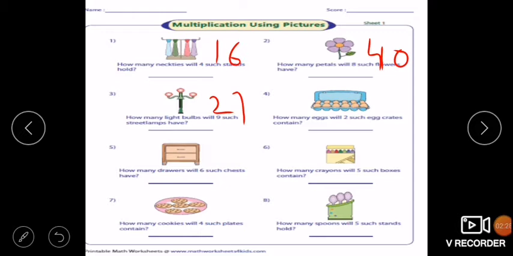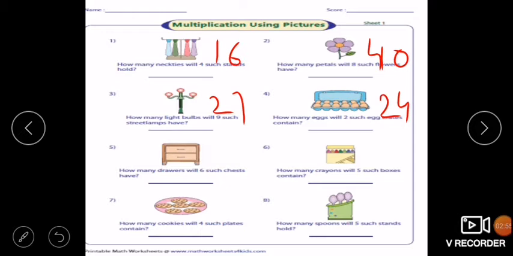How many eggs will 2 such egg crates contain? Now, in one crate, how many eggs are there? You can count it: 1, 2, 3, 4, 5, 6, 7, 8, 9, 10, 11 and 12. So, 12 twos are? Yes, very good. 12 twos are 24. Now, come to question number 5.